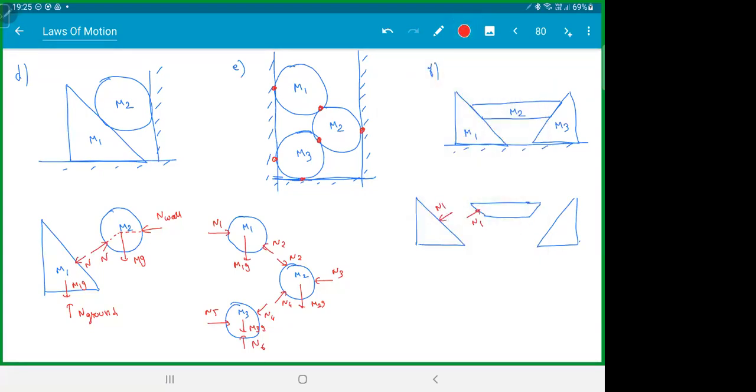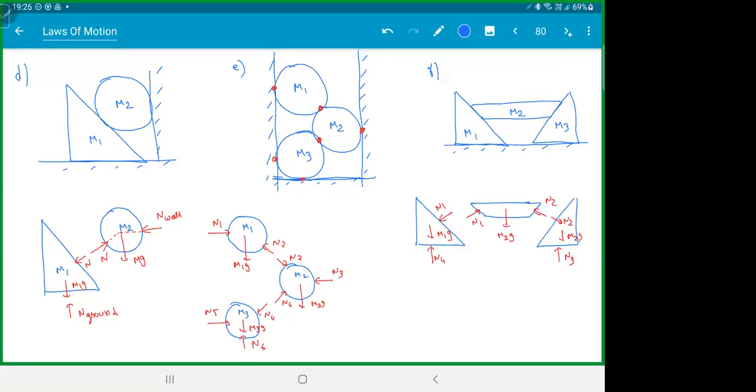N1, N1, N2G, N2, N2, N3, N4, M1G, and M2G. Please check.